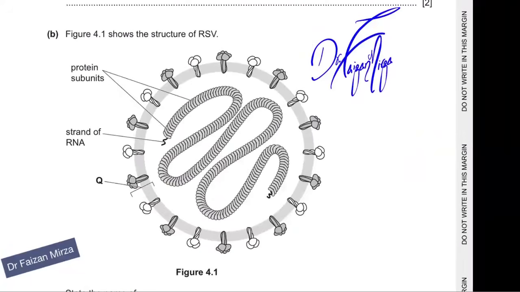This diagram shows you the structure of RSV. So if you look closely, protein subunits are shown here, and there is a strand of RNA. So this is the typical thing that a virus has. Then there is an outer envelope.